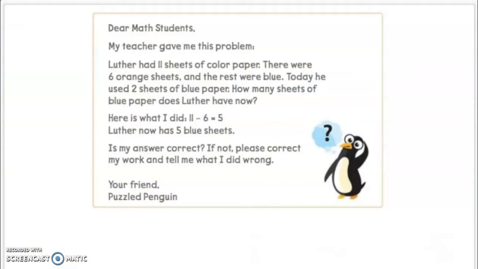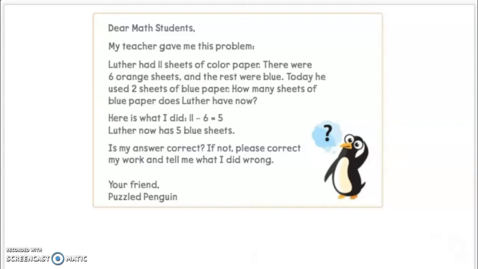Alright, so he's written to us and he says, "Dear math students, my teacher gave me this problem. Luther had 11 sheets of color paper. There were 6 orange sheets and the rest were blue. Today, he used 2 sheets of blue paper. How many sheets of blue paper does Luther have now? Here's what I did. 11 minus 6 equals 5. Luther now has 5 blue sheets. Is my answer correct? If not, please correct my work and tell me what I did wrong. Your friend, Puzzled Penguin."